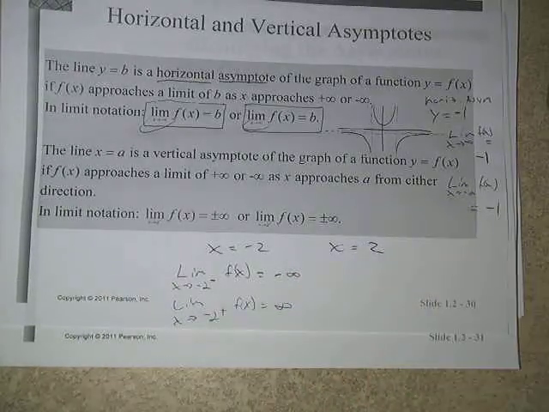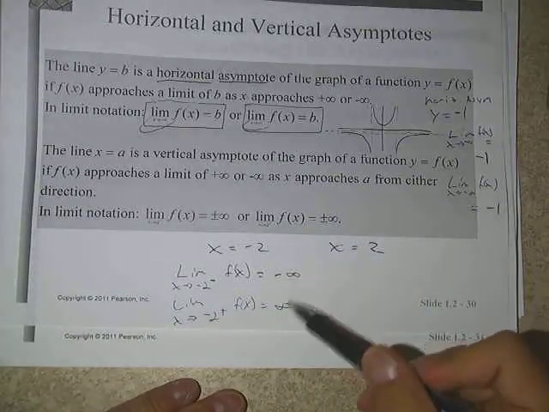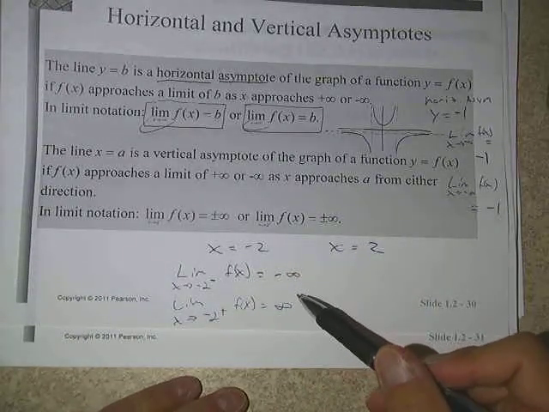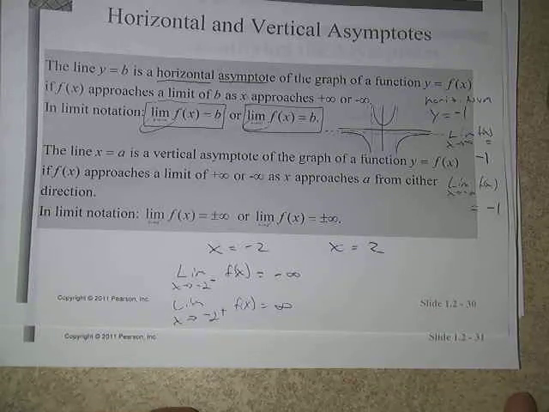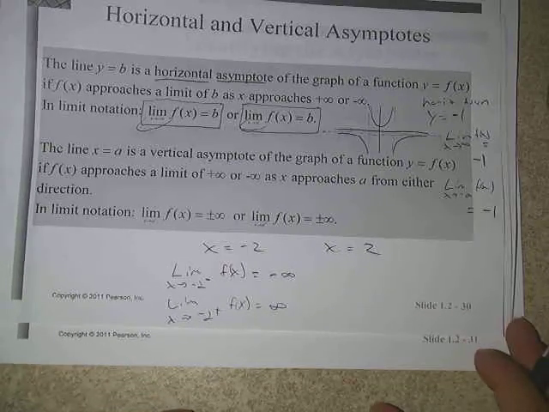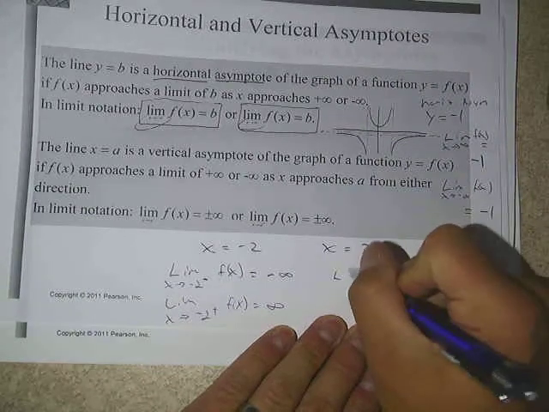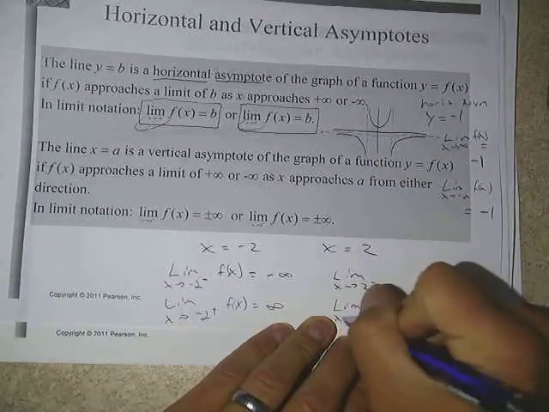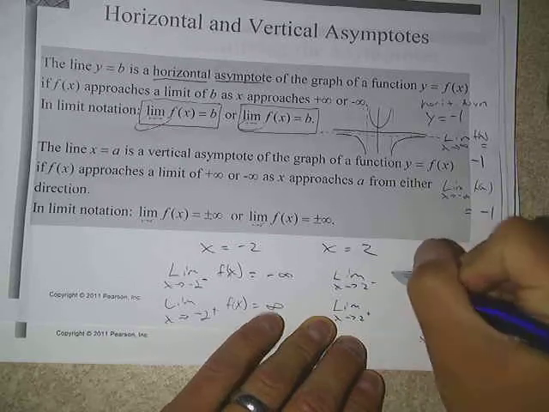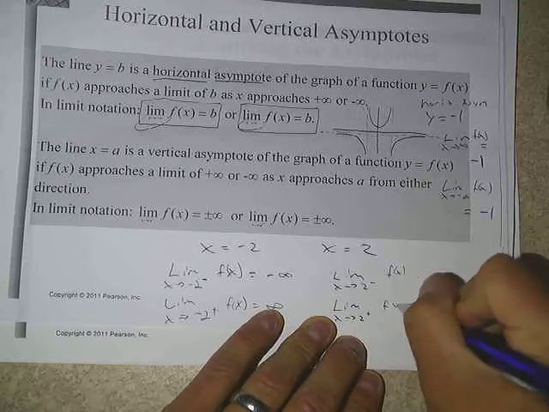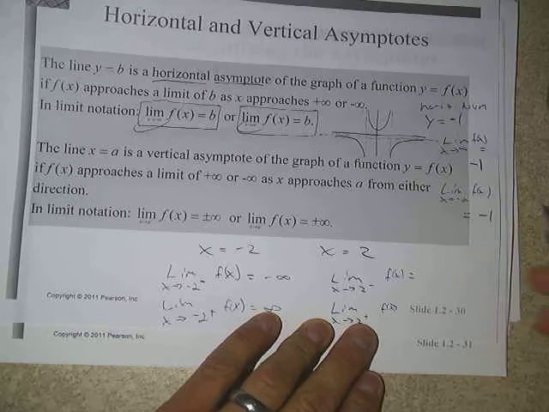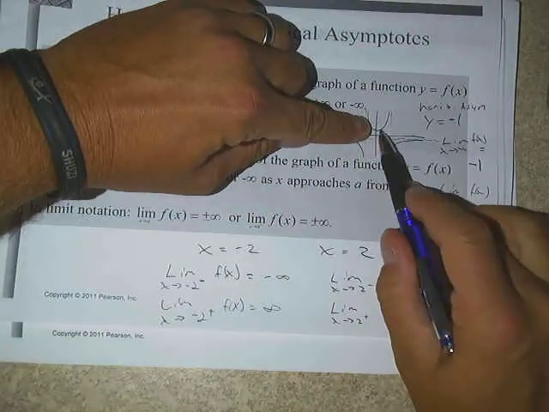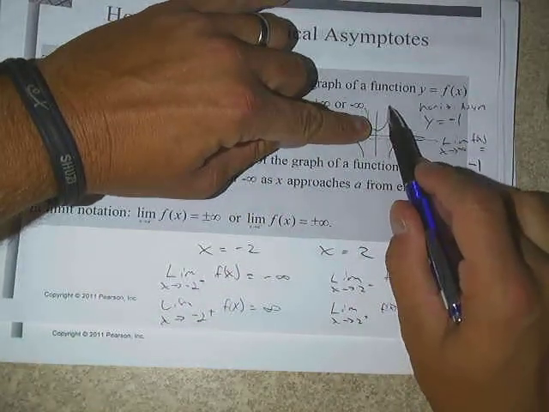If we have x approaches -2 with a plus sign, that means from the right. From the right, that's over here in this area. And what's going on with my y-coordinates as they get close to -2 from the right? They're getting bigger. So that answer would be infinity. And any time that one or both of these are either infinity or negative infinity, it's an asymptote. That's what kind of behavior you have if either one of those is infinity.